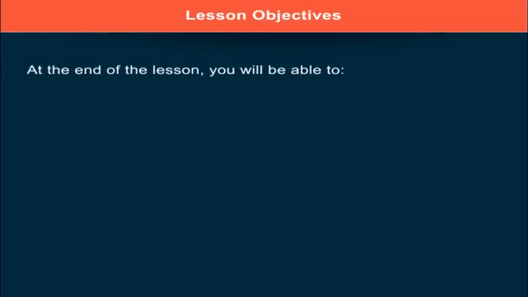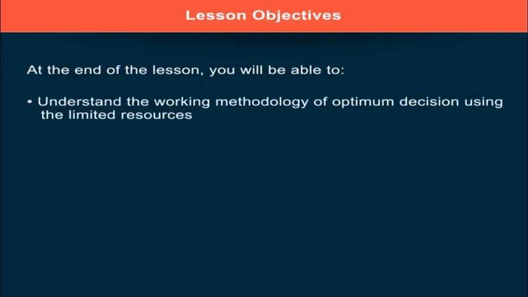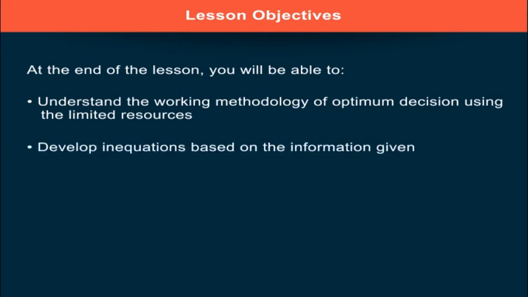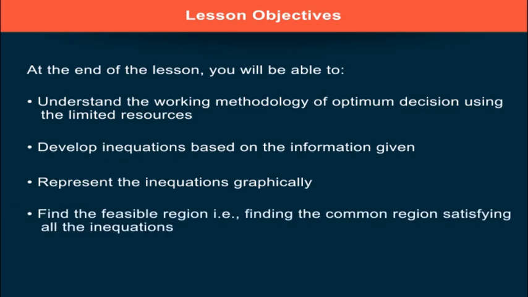So what are the learning objectives here? By the end of this chapter, you should be able to understand the methods of obtaining the best solution using the limited resources, and you should understand how to develop the inequations which are based on the information given and represent these inequations graphically, and finding out the common region which satisfies all the inequations. The common region satisfying all the inequations is known as feasible region.